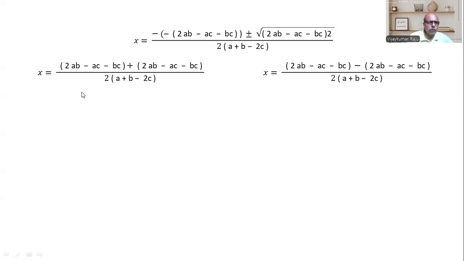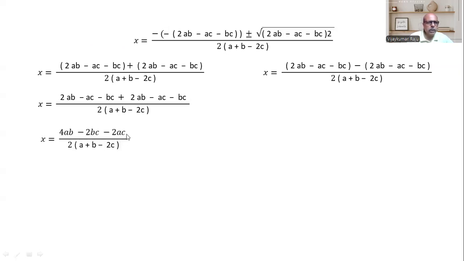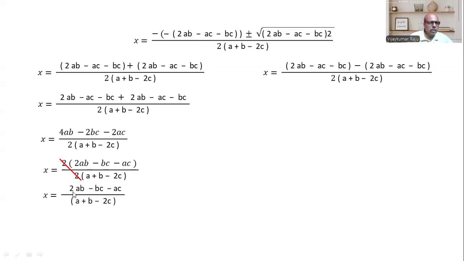Hope it's clear. Now let's open the bracket. 2ab minus ac minus bc plus 2ab minus ac minus bc upon 2a plus b minus 2c. 2ab plus 2ab is 4ab. Minus ac minus ac is minus 2ac. Minus bc minus bc is minus 2bc. So it will be 4ab minus 2bc minus 2ac. Let us take out 2 common here. It will be 2 times (2ab minus bc minus ac) upon 2a plus b minus 2c. 2 cancels. So what is left? 2ab minus bc minus ac upon a plus b minus 2c. This is your one value of x.